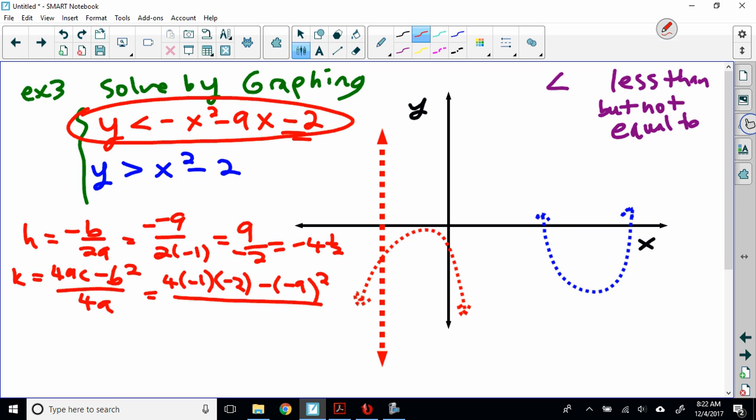That's all over 4 times negative 1. So that's 8 minus 81 over negative 4. So that's negative 73 over negative 4. So that's going to be like 16, 17, 18. That's 18 and a fourth, I think. Wow.